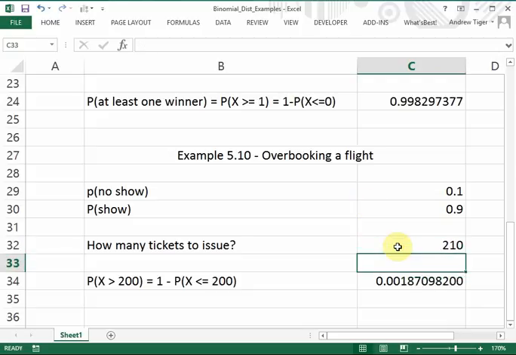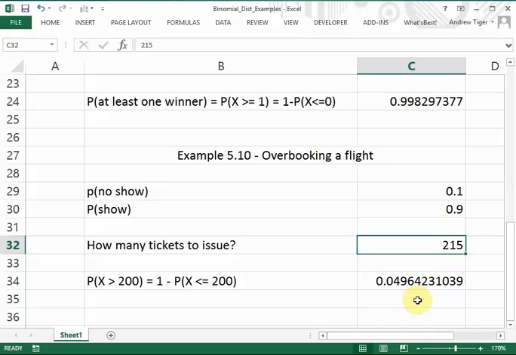Sell 210 tickets. Uh-oh, now we're getting into something. If we sell 210 tickets, we're still less than 2 out of 1,000 in an overbooking situation, so maybe we ought to sell 220. Oh, that's probably too many. That means 30% of the time we're going to have an overbooking situation. So that's probably too many. Maybe that's about right. That's about 5% of the time that we're having to handle an overbooking situation.